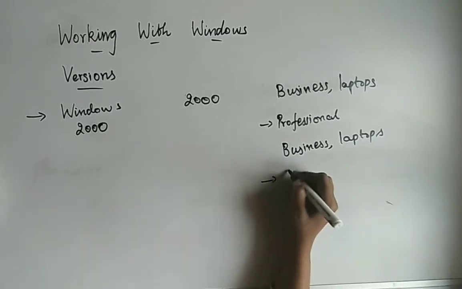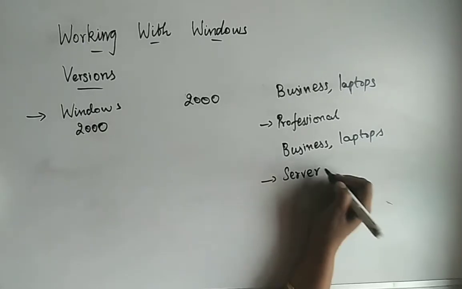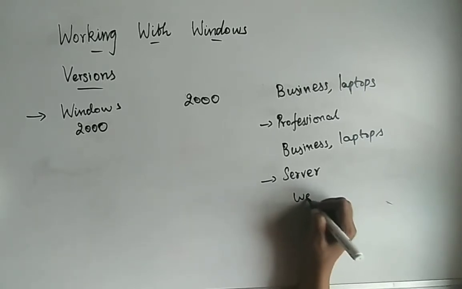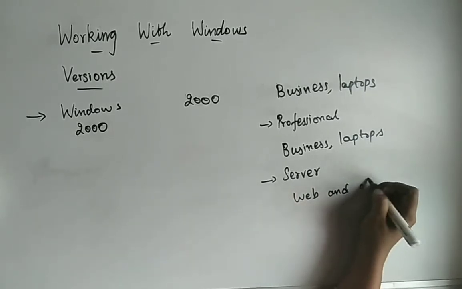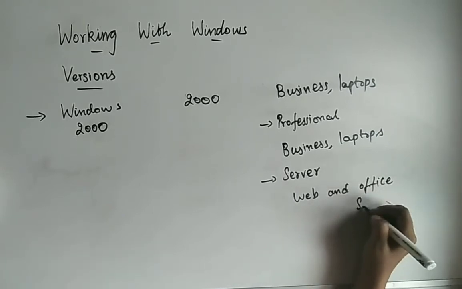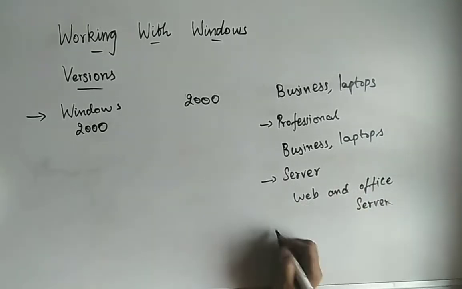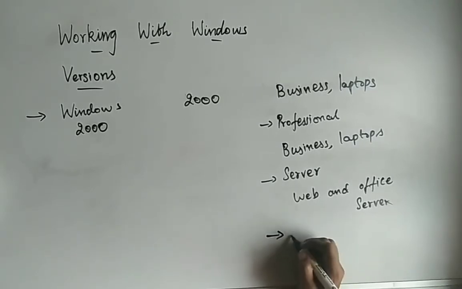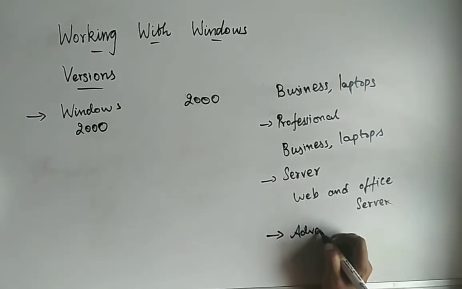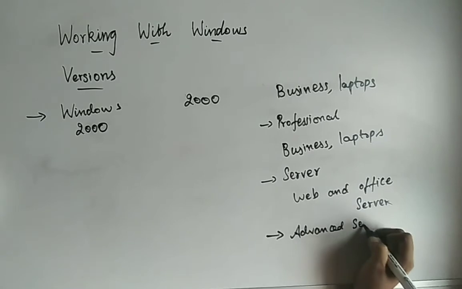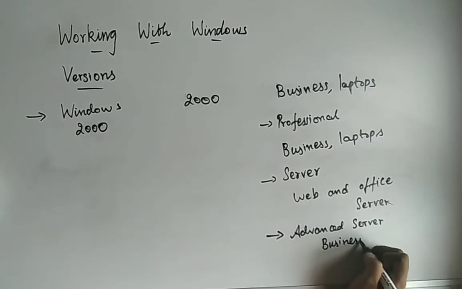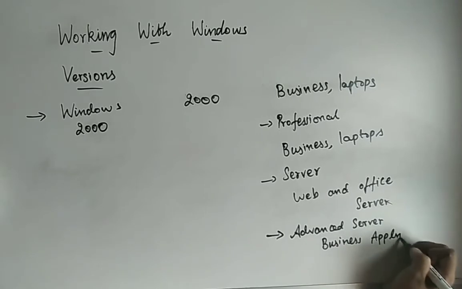The next one is Windows 2000 Server. It acts as both a web server and an office server. That is your second. The third is the Advanced Server. Here it is Server, and this one is Advanced Server, and it is mainly used in line of business applications.